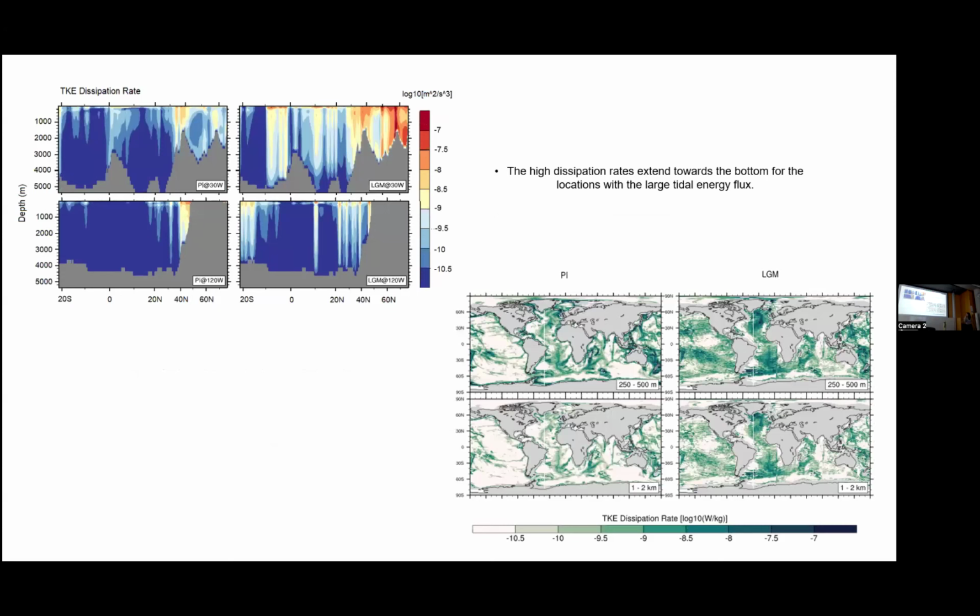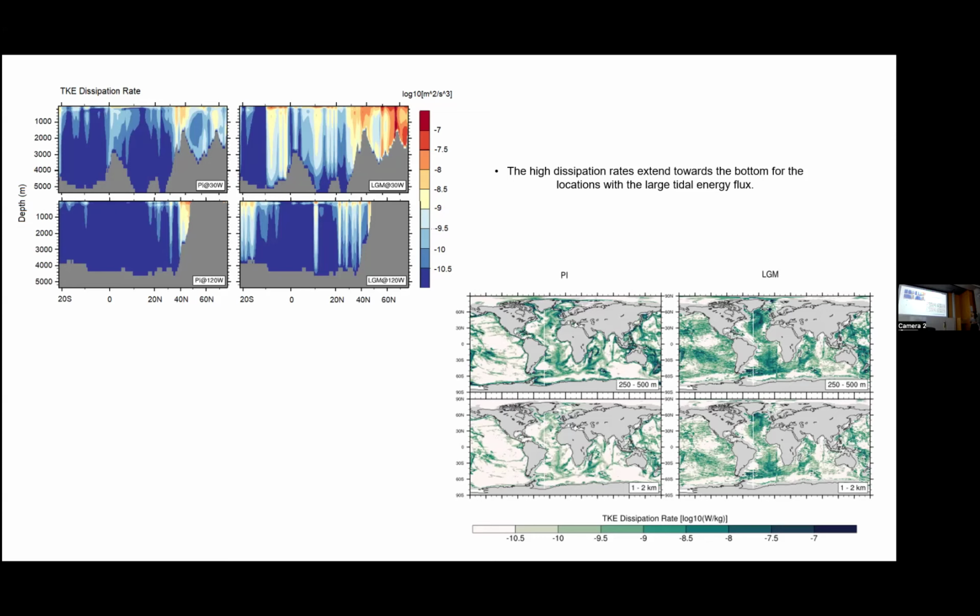Yeah, so if we move on to another output of IDEMIX, that is the turbulent kinetic energy dissipation rate. This is the energy that comes out when the internal waves break. And here again, I'm showing the PI ocean in this column and the LGM ocean in this column. This is the 30° west transect, and this is 120° west. So one represents the Atlantic, the other one represents the Pacific Ocean.